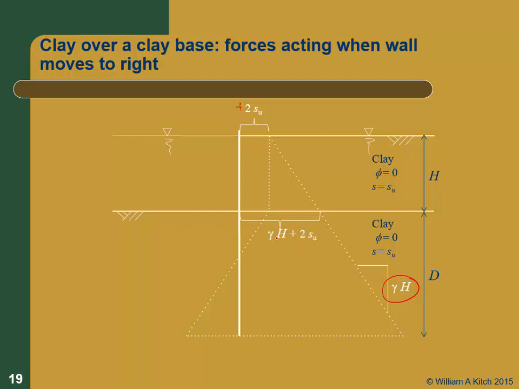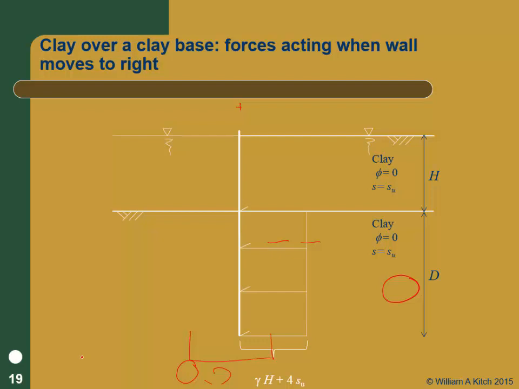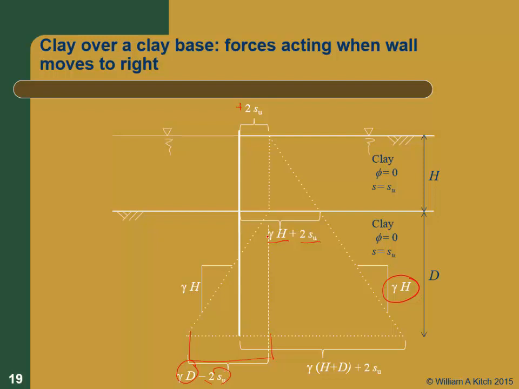At this point, I'm going to have 2 times gamma H plus 2SU. And then I'm going to start having my earth pressure on the other side. That's going to also increase as gamma H. And so this distance from here to here, which is going to be the contribution from the soil on the left, is going to be gamma D minus 2SU, because I'm going to start minus 2SU over in this direction.